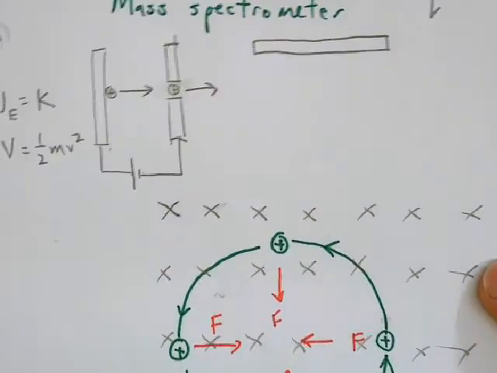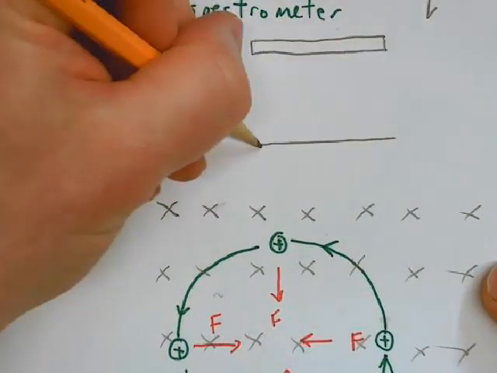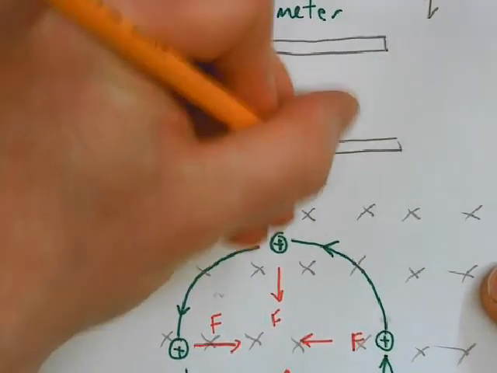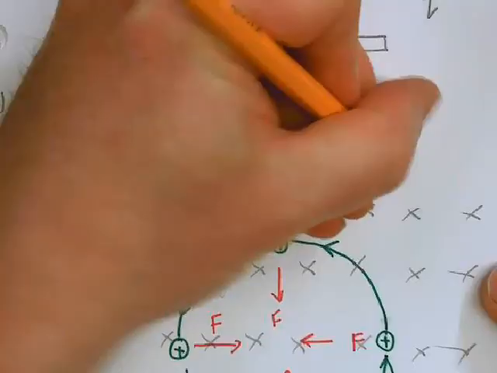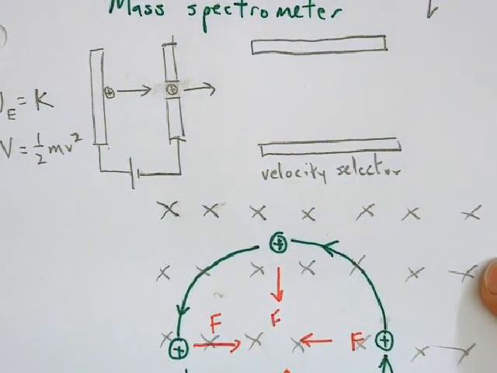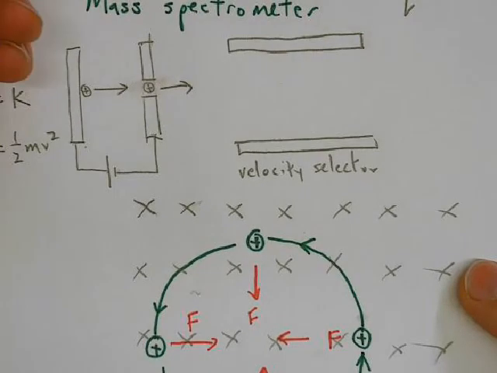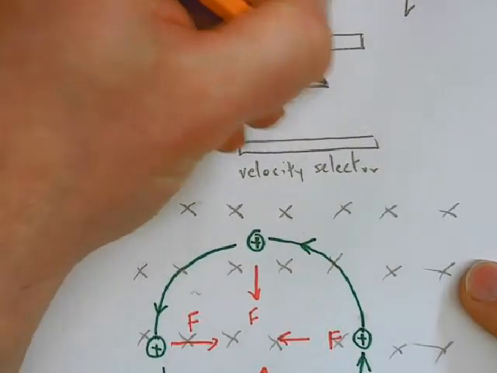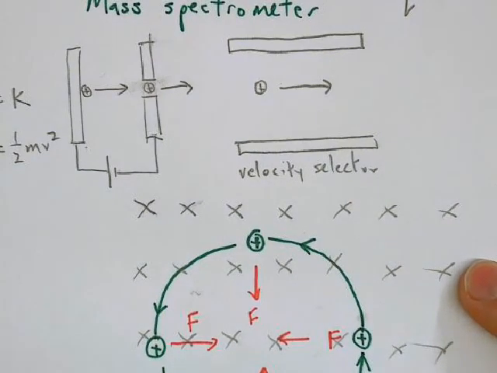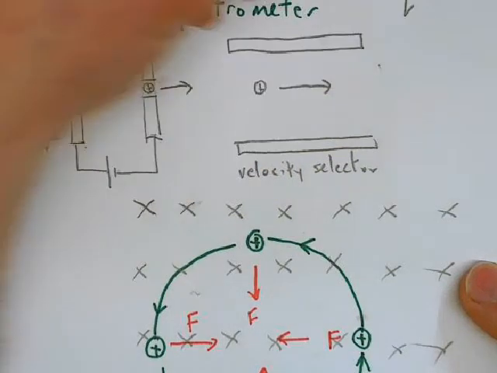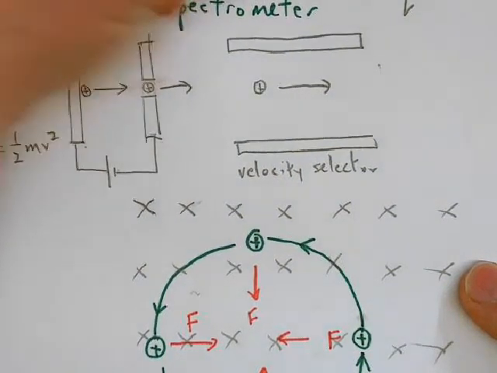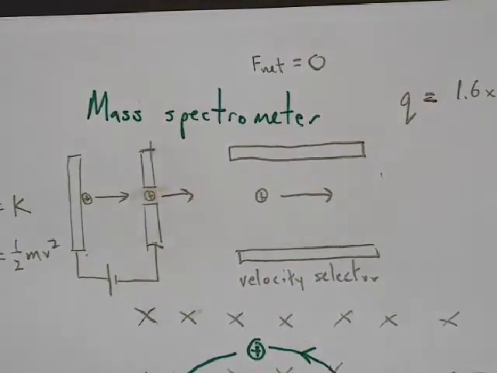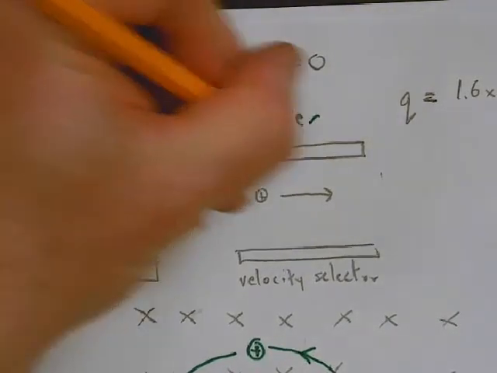The next part is going to be an area, and this part is going to be called the velocity selector. Because guess what? Only specific velocities are going to make it through. And let's just say that I want my charge to move straight through at a constant speed, which means I want my net force to be 0.